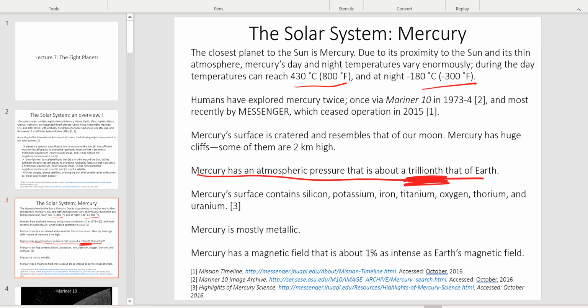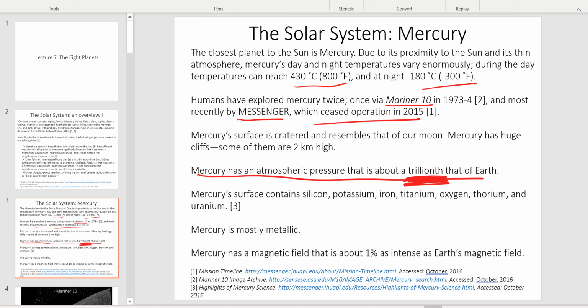One of the themes in this course is the missions that we've sent to planets. It's to describe how we know what we know about the solar system, which is largely because we send craft to different planets and also near the sun. The most recent one is Messenger, which ceased operations in 2015. But we also sent a craft, we humans, called Mariner 10 in the 70s to Mercury.